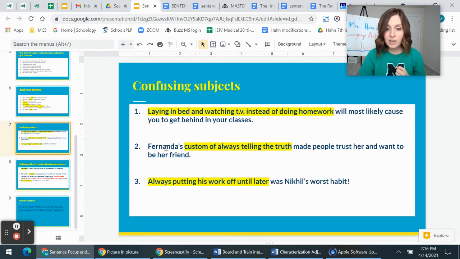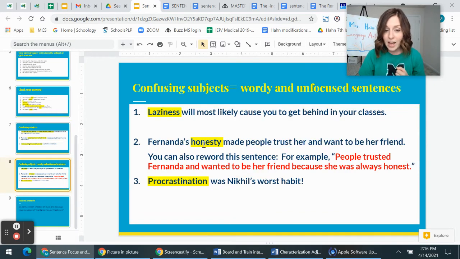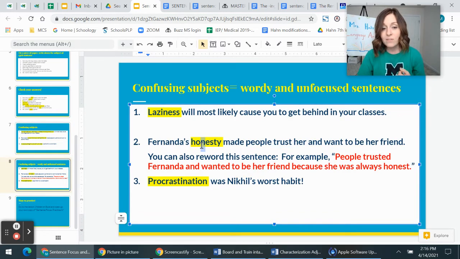Let's look at number 2. Fernanda's custom of always telling the truth made people trust her. Instead of all of that, I could just say Fernanda's honesty. Fernanda's honesty made people trust her and want to be her friend.